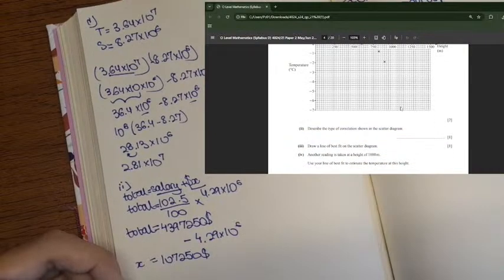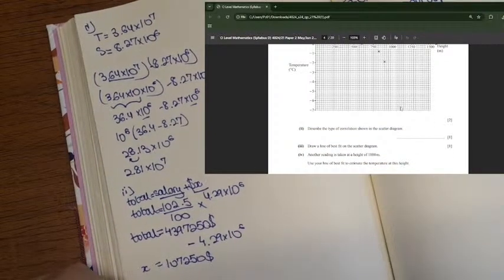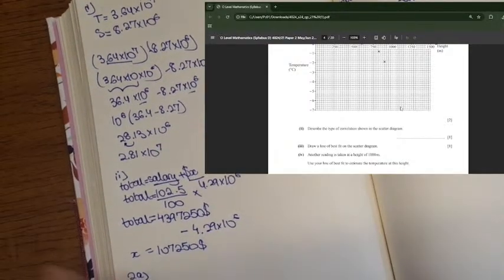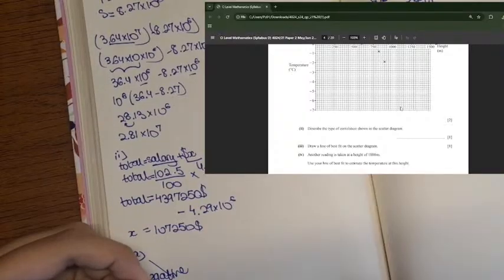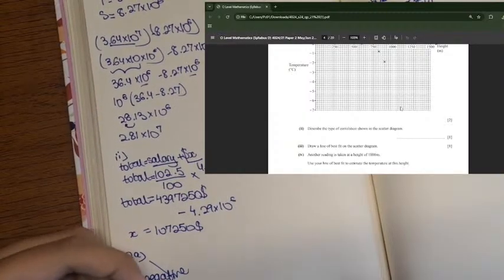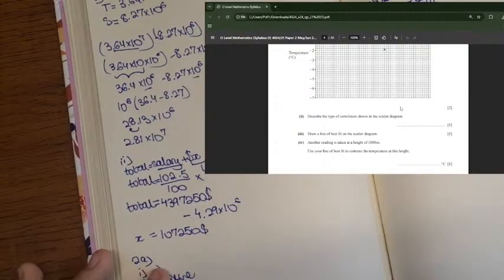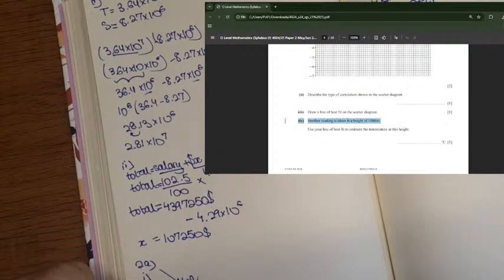The next question that they've asked is to draw a line of best fit on the scatter diagram. So what we'll do is we'll join a line that roughly joins the points. It does not need to go through every single point, but it just goes through enough points and there must be the same number of points above and below the line. So like so. This would be a sort of example best fit line.